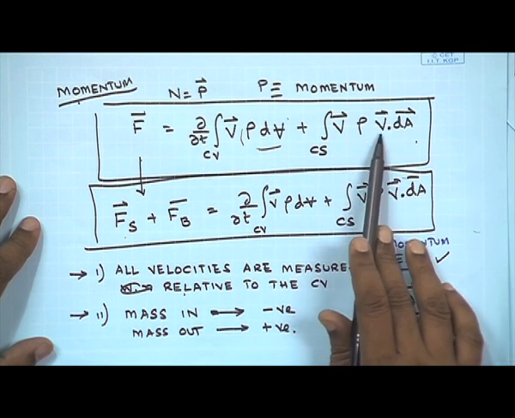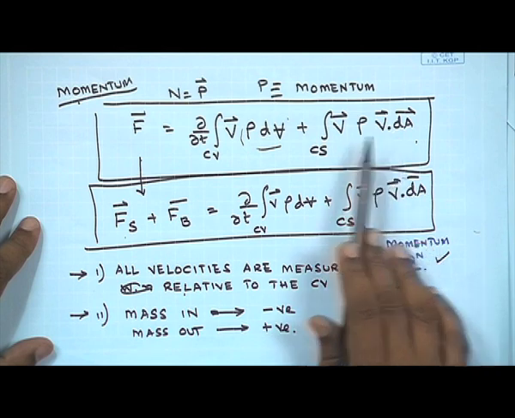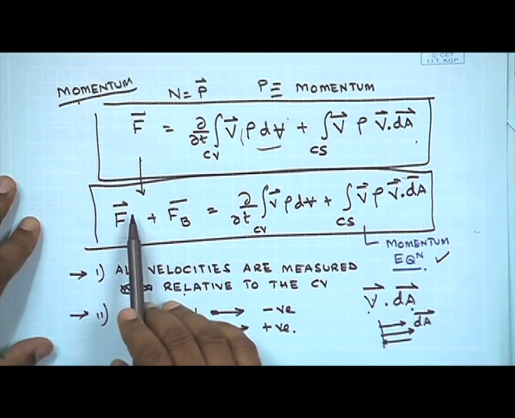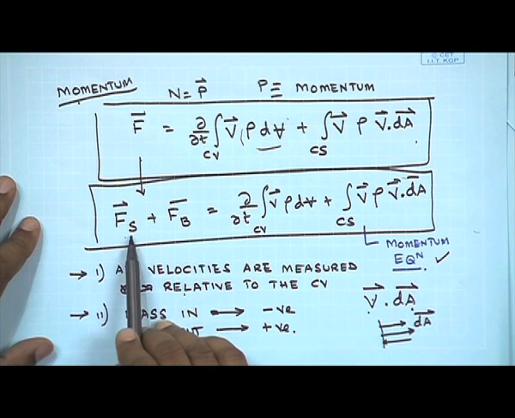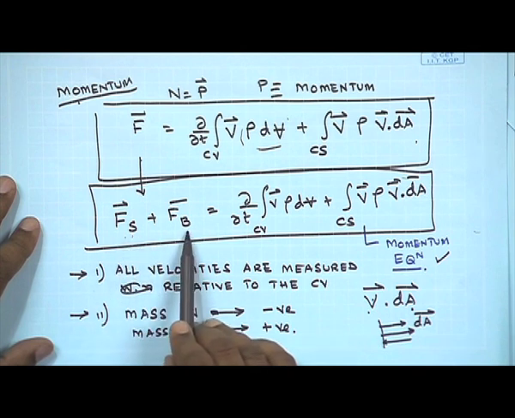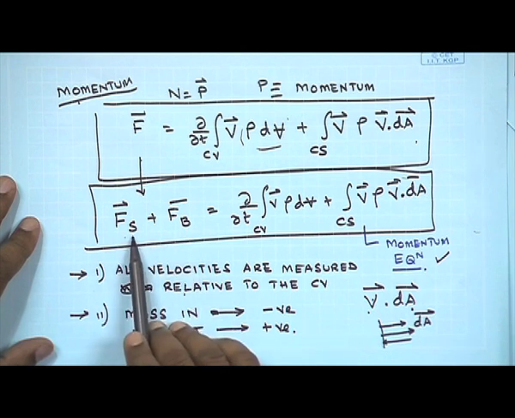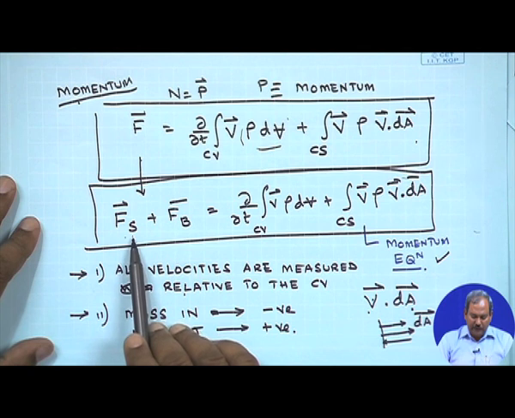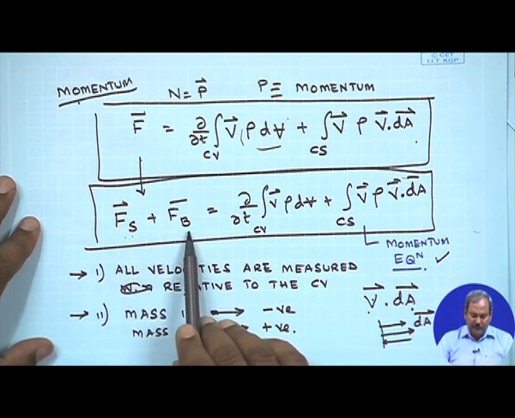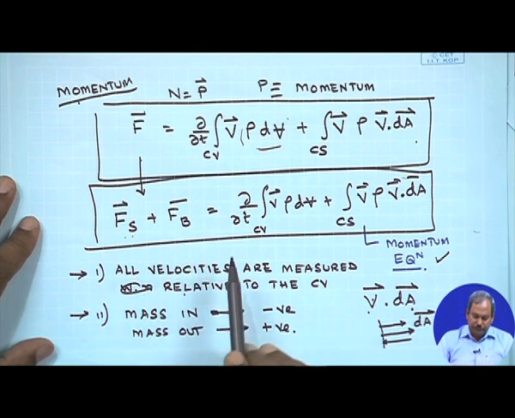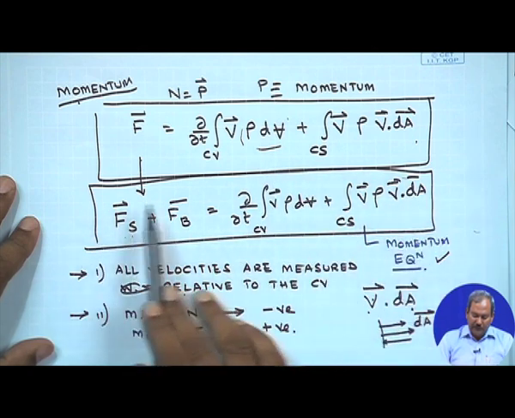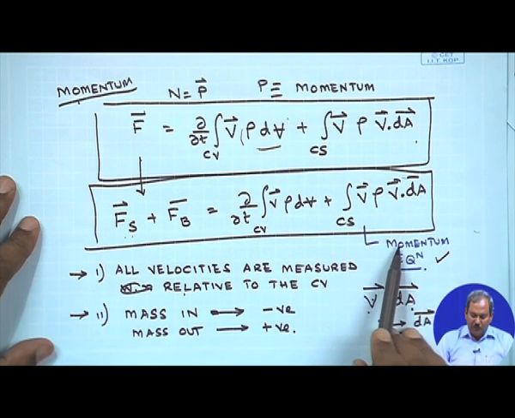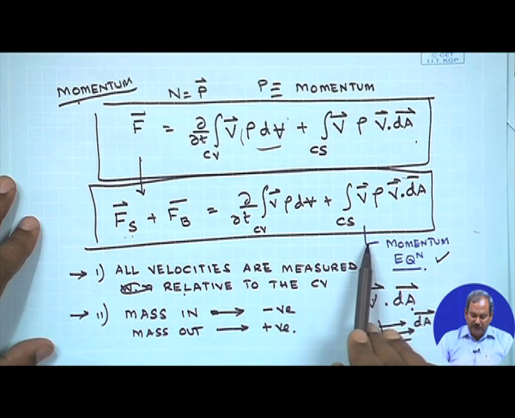and the net momentum efflux from the control volume, and the forces are identified as either the surface force or the body force. The common examples of surface forces are the pressure and shear, whereas an example of body force could be the gravity force acting in the system. So, this equation is known as the momentum equation, or rather the integral form of the equation of motion.